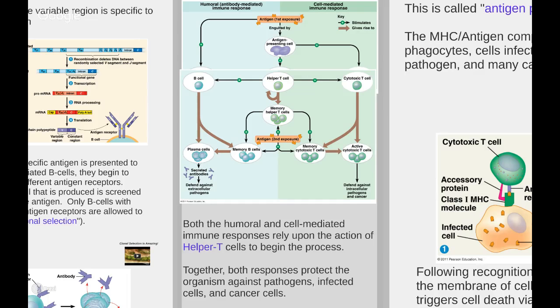But the most important part of this is the central role of the helper T cell. We talked about HIV, the most devastating effect of HIV is that it wipes out these helper T cells and makes them not do their job very well, if at all, which basically wipes out both sides of your specific immune system.